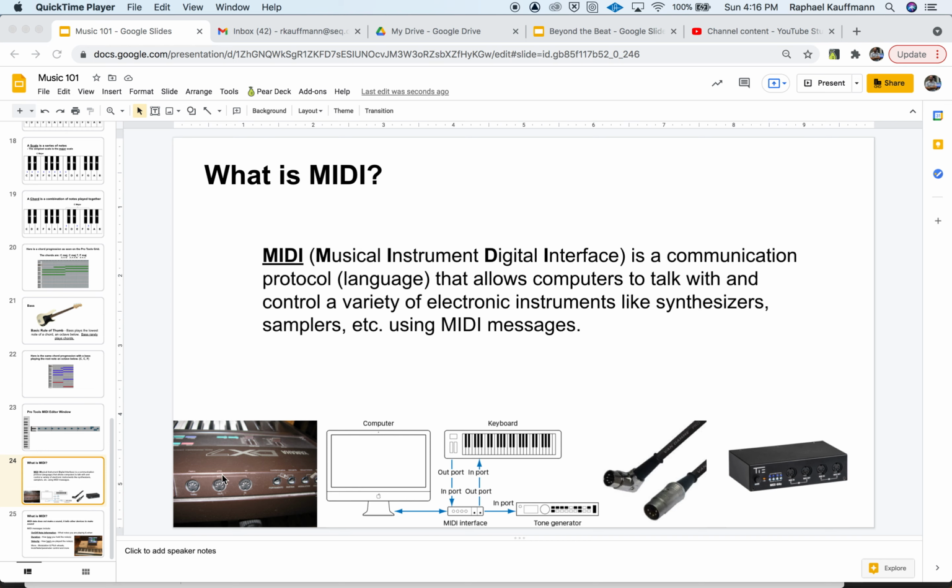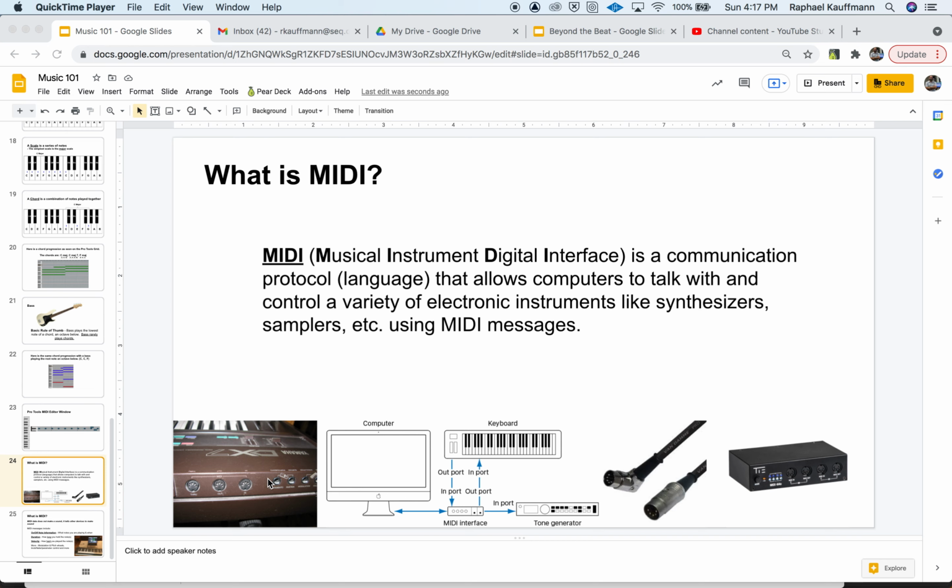Back in the day, for example, in the bottom left-hand corner, this is a Yamaha DX7. There were MIDI ins and outs that would then be connected to a MIDI interface that was then connected to a computer. So the computer would send information through the MIDI interface to the instrument.